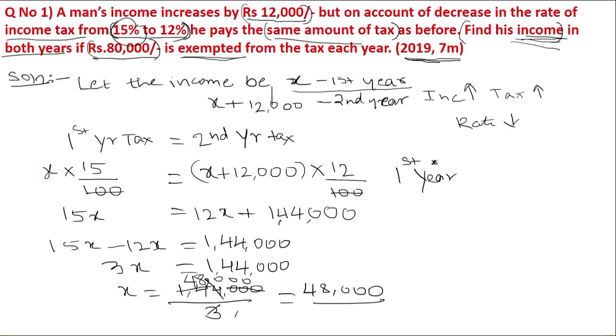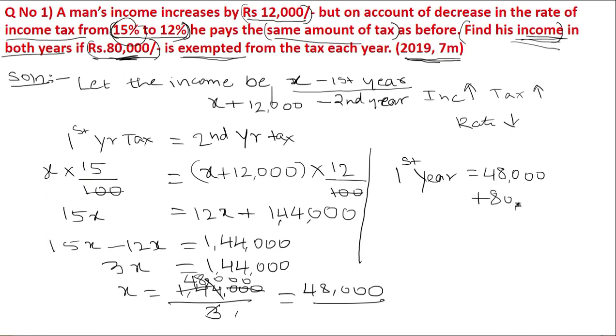First year, 48,000. Correct. I'm just drawing a line here. 48,000. But one more thing we have to understand here. They have told 80,000 is exempted from the tax. 80,000 is exempted from the tax means what? On this 80,000 he is not paying any tax. So that is the reason we have to add that to the income. That means his income is plus 80,000.